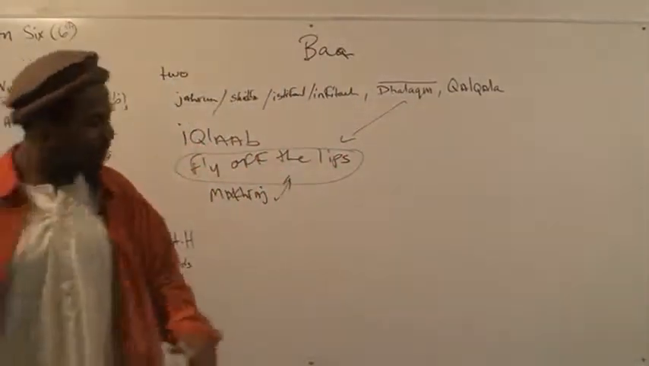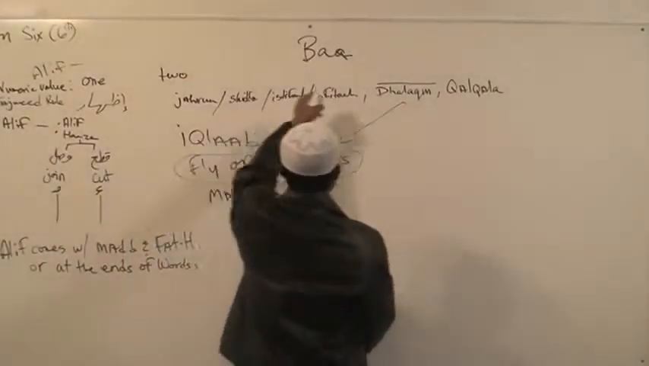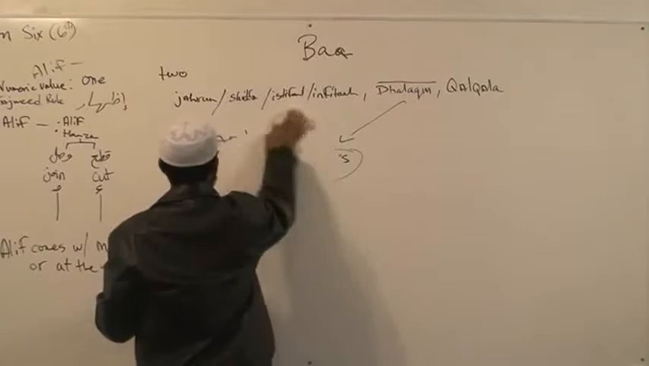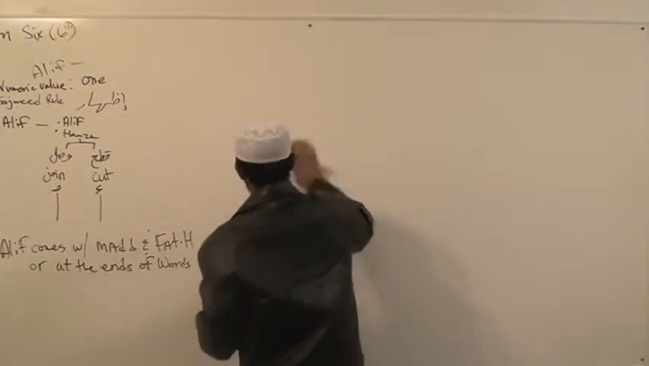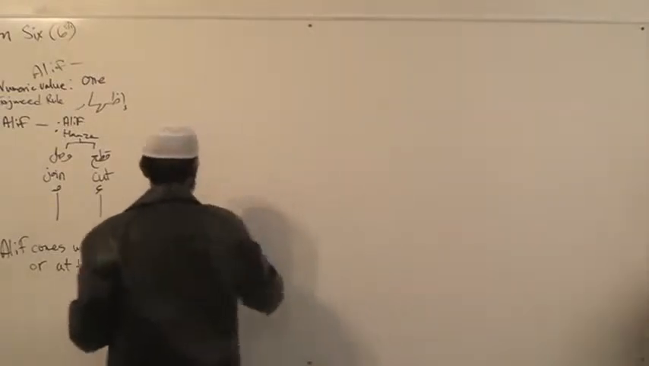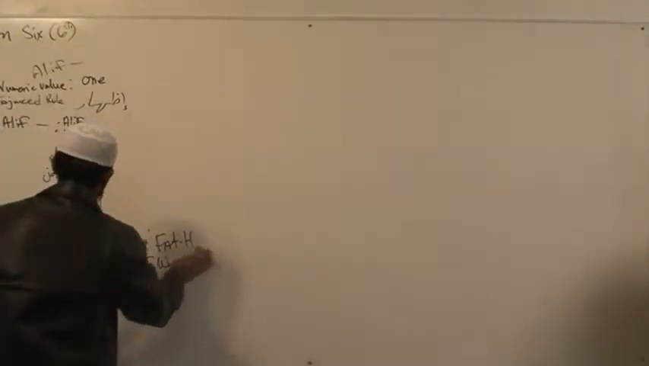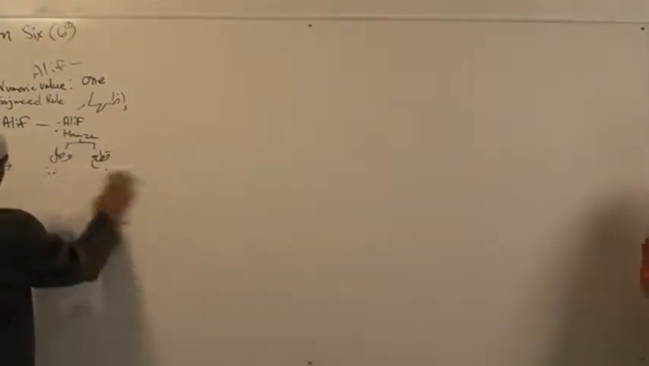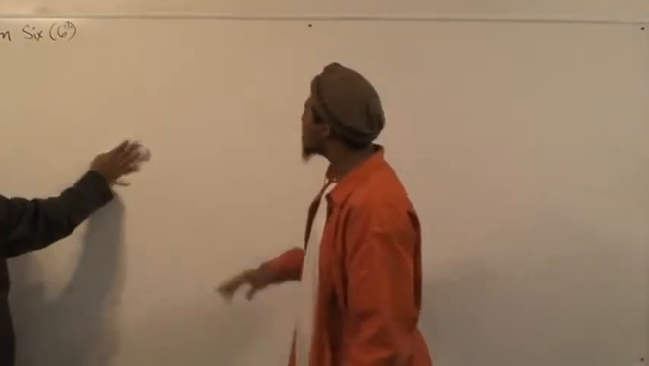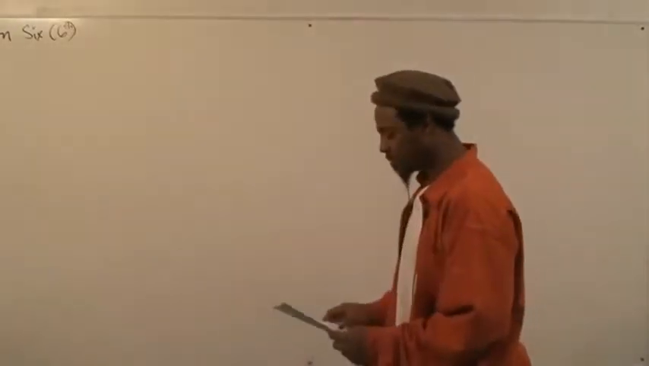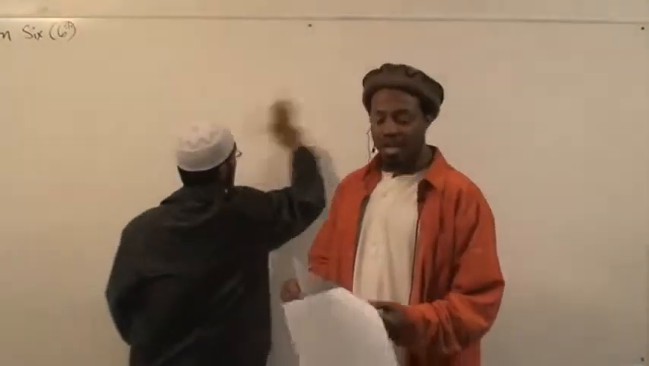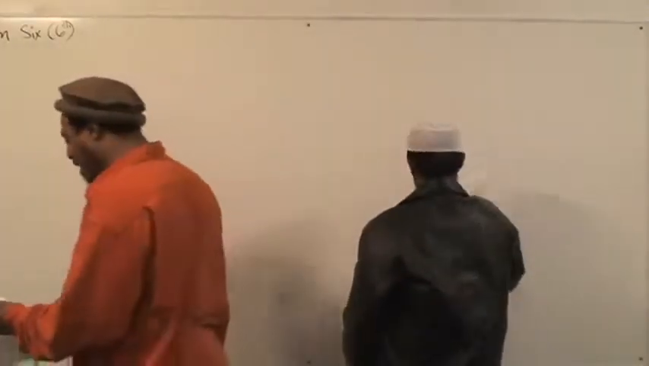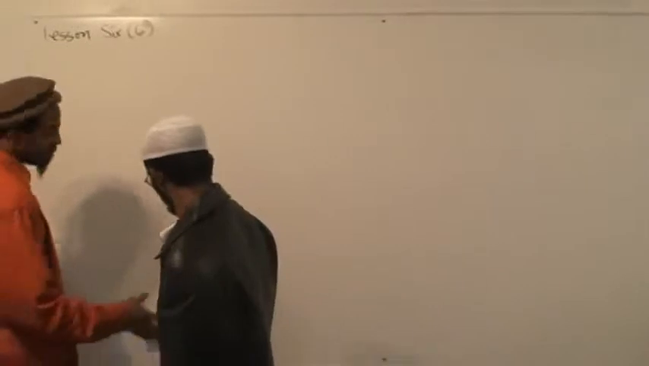Now we're getting to today's lesson. What's the next letter after ba? Jim. Everybody say abjad. Abjad is the first letter group that we're dealing with. And abjad is how you say alif, ba, jim, and dal. Say abjad. Abjad.